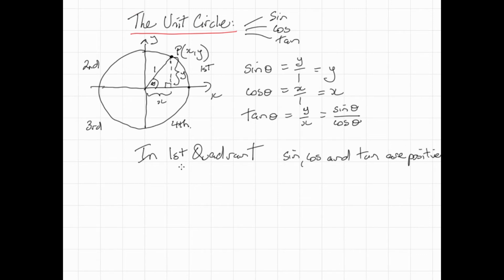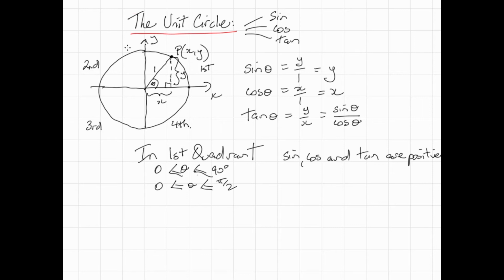Now in the first quadrant, theta lies between 0, can be equal to 0, and 90 degrees. And if we're working in radian mode, it'll be 0 less than or equal to theta less than or equal to pi on 2, 90 degrees, pi on 2. Alright, so that's in the first quadrant.